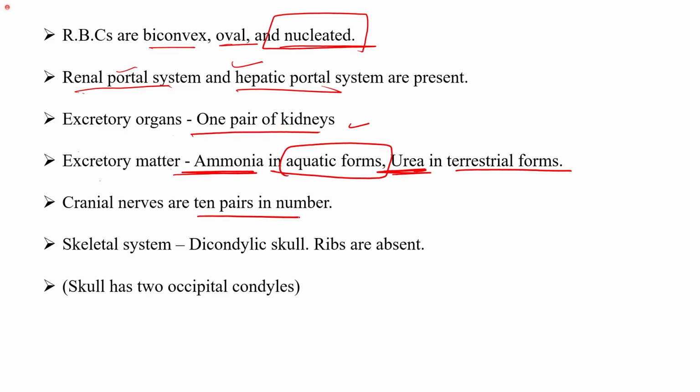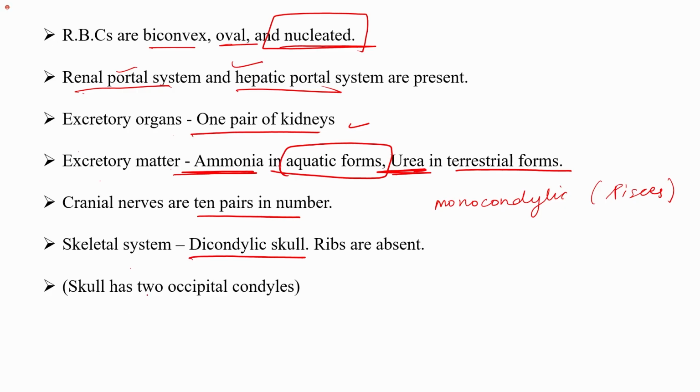Cranial nerves are 10 pairs. Skeletal system is dicondylic skull, while in Pisces it was monocondylic. So these things you need to remember. Once you are proceeding from the Pisces to the Amphibia, what are the differences? Once you remember these things, it is easy for you to differentiate between the various characteristics of the different phyla.